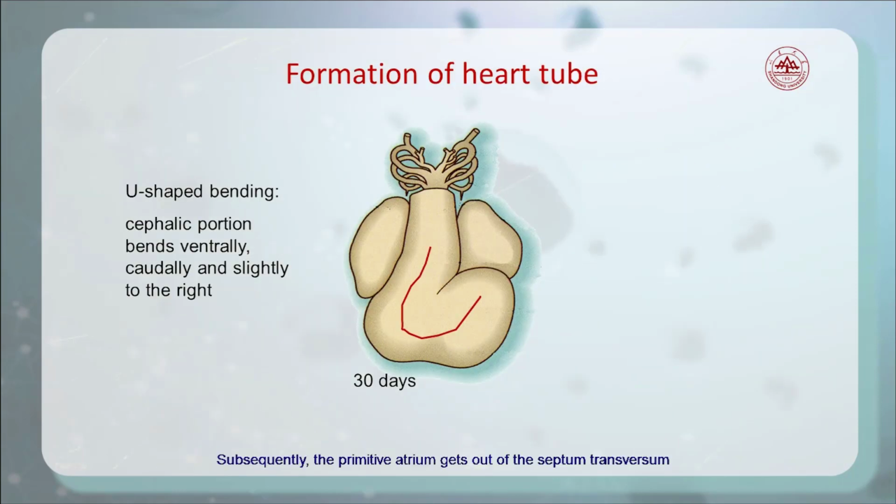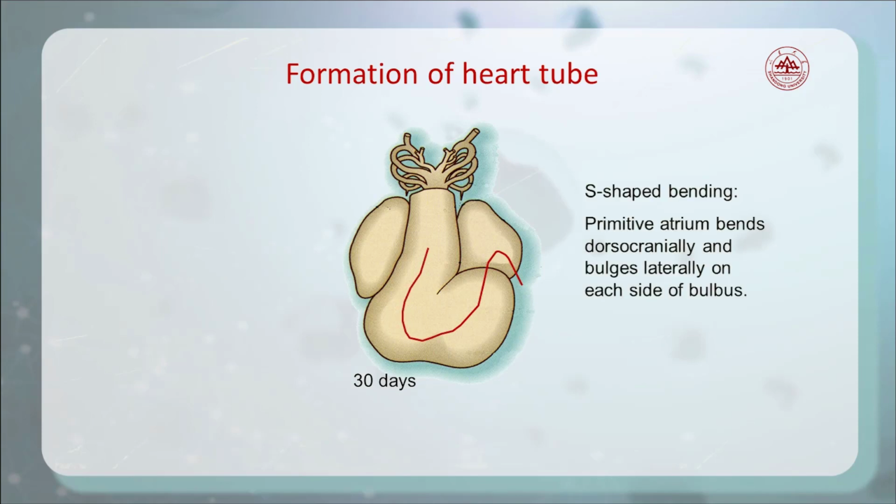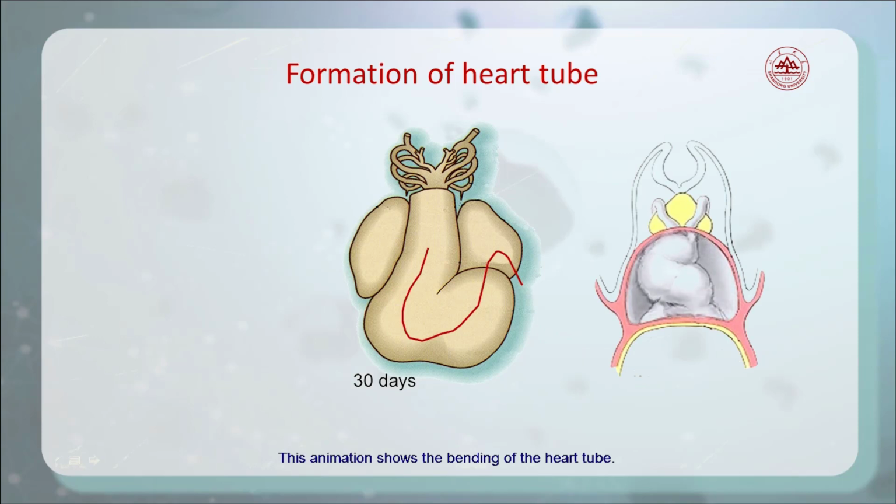Subsequently, the primitive atrium gets out of the septum transversum and bends dorsally, cranially, creating an S-shaped cardiac loop. Because there is the bulbus cordis in the front and the esophagus behind it, the primitive atrium bulges bilaterally. This animation shows the bending of the heart tube.